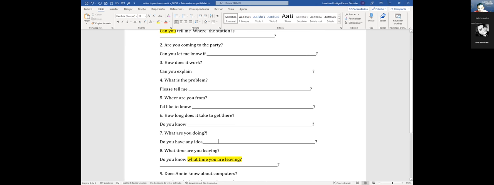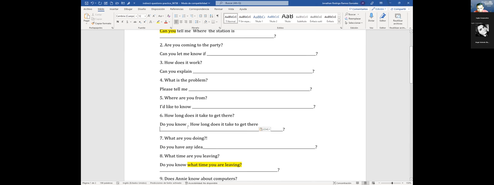Teacher, las seis. Ajá, how long does it take to get there? Como repito, tenemos la frase introductoria que sería do you know, ahí ya hay una pregunta. Do you know? Ahora nuestra misión es convertir la siguiente parte en una oración simple. Para que esto deje de ser una pregunta, tenemos que eliminar does. Para que ya deje de ser pregunta.